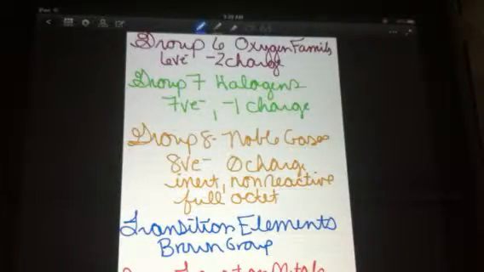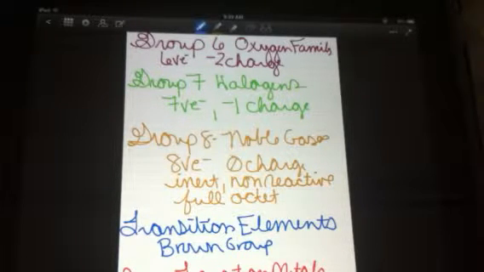Alright, group 6 is called the oxygen family. They have 6 valence electrons and a -2 charge because they have to gain 2 electrons to get 8 as a whole. Group 7, the halogens, have 7 valence electrons and a -1 charge because they only need 1 electron in order to gain stability.